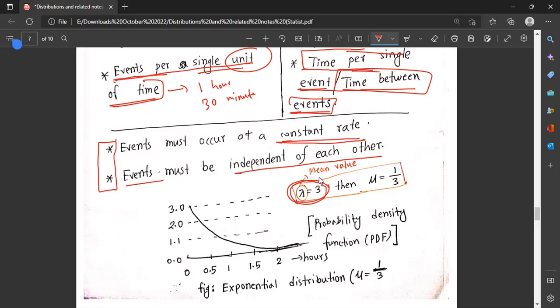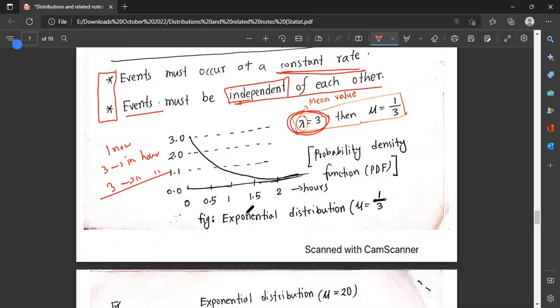So one event doesn't affect another one. That's called events must be independent. Like if you get 3 visitors in 1 hour, it will not affect the next hour. You can also get 3 visitors in the next hour. So here are the 2 conditions.